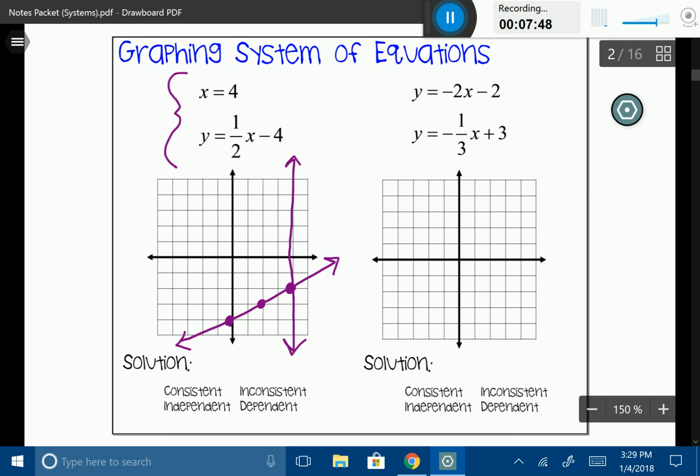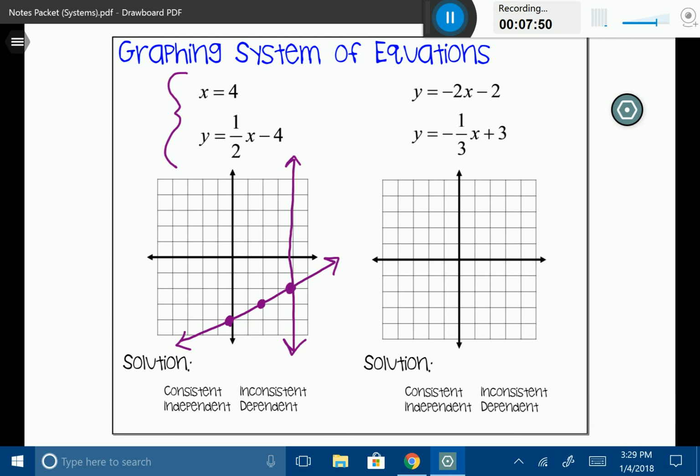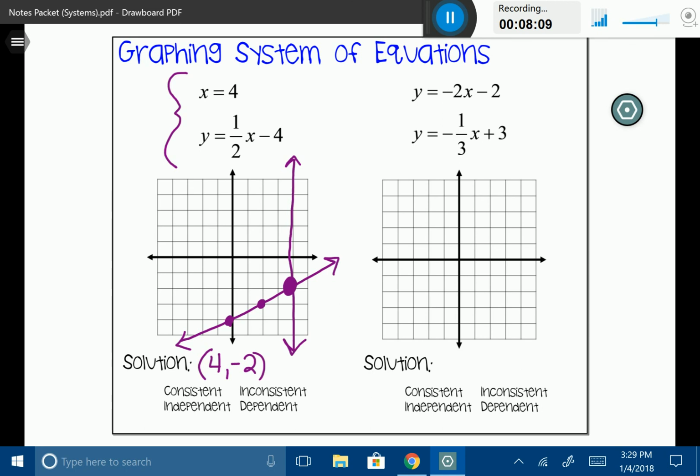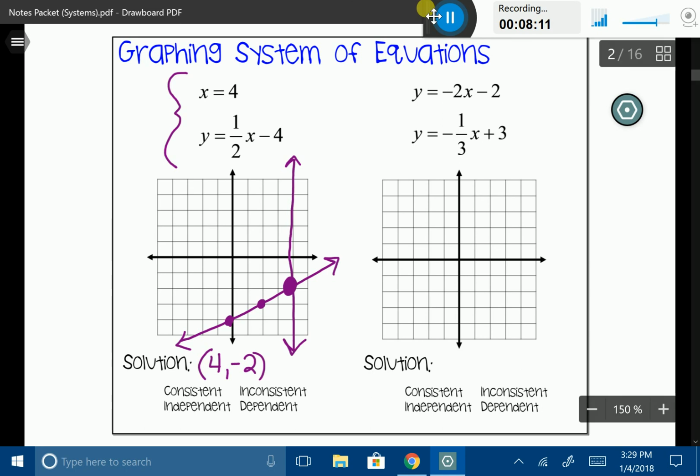So now let's talk about what the solution is. The solution to the system is where it intersects. So we want the coordinate point that is the intersection point. In our case, x is 4 and y is -2. Okay, so what does that actually mean when it comes to the system of equations? So this is my solution.